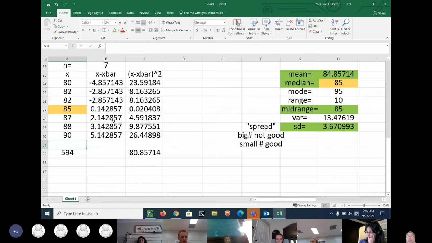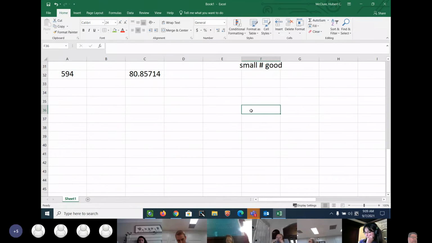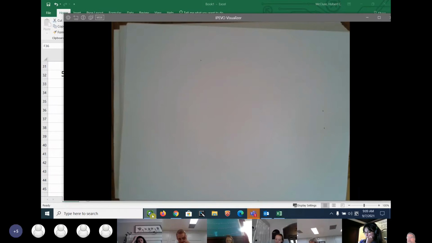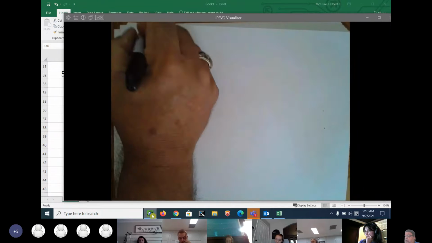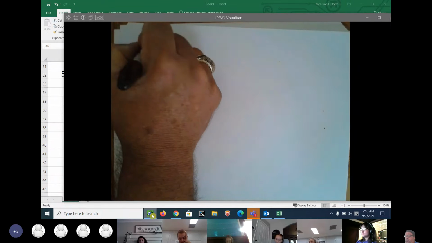All right. So anyway, to make a long story short, if these numbers are close, this number is low. If these numbers are different, this number is high. What else can we learn? Well, the 5-number summary. What is the 5-number summary, Hubert? I'm fixing to tell you. I think this is 3.4.